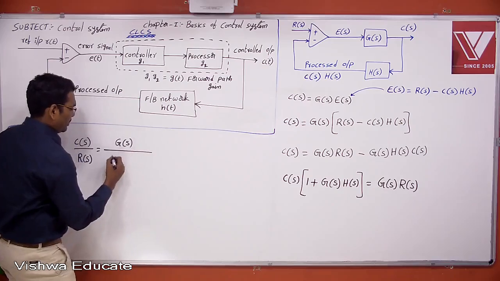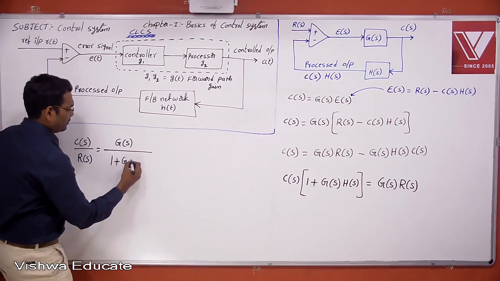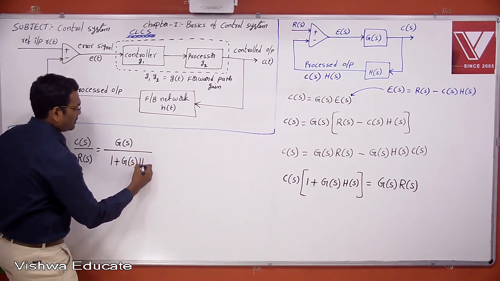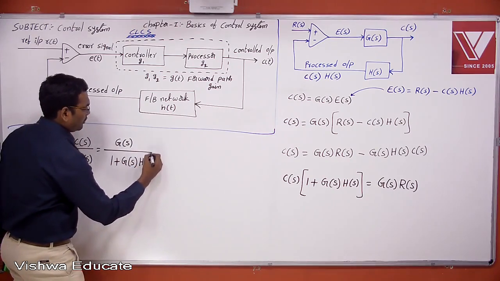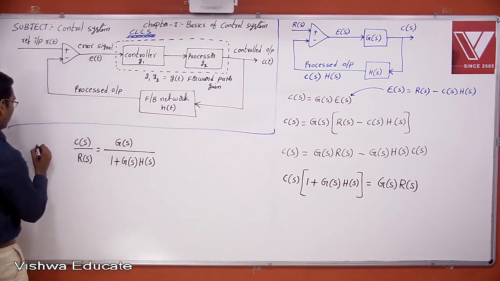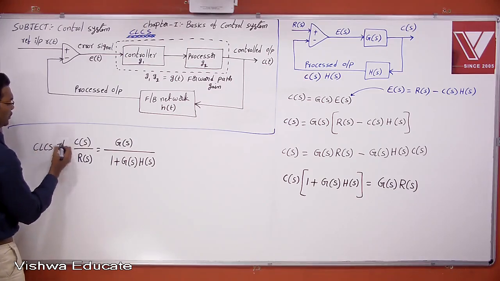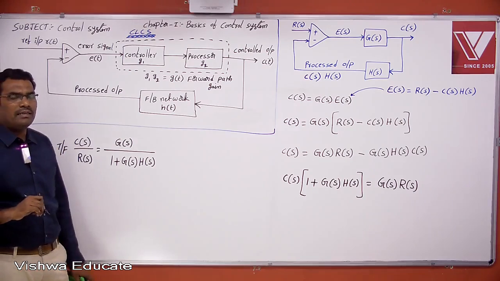G of S by 1 plus G of S into H of S. This is the closed loop control system transfer function. Then you tell me what is the difference you observed.